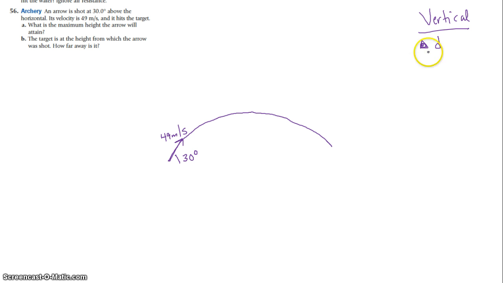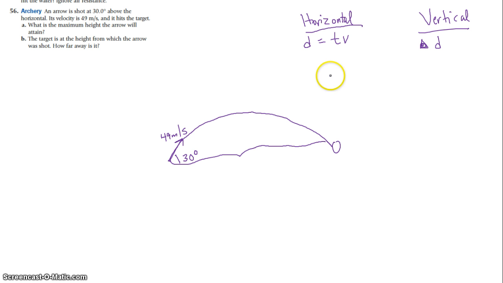our vertical displacement, and for the horizontal here, what we want to know is, if the target is at the same height from where it's shot, how far away is it? So in other words, again, we're looking for the range, just like in the last problem. So I'm just going to call that my horizontal displacement. So again, we know that displacement is equal to vt. That's the only equation we can use in the horizontal direction because it's not accelerating.